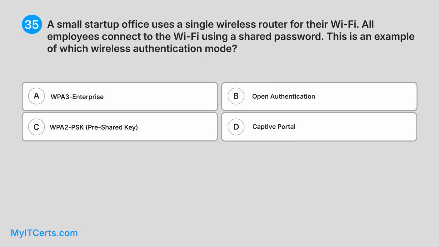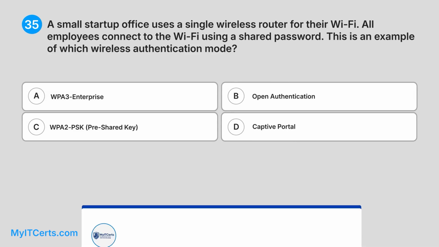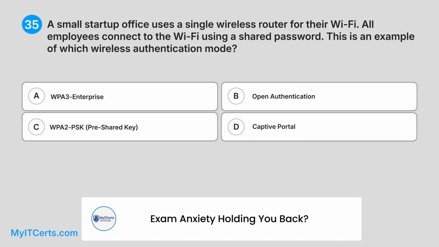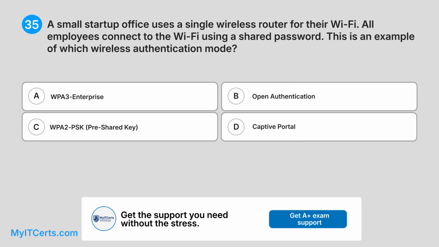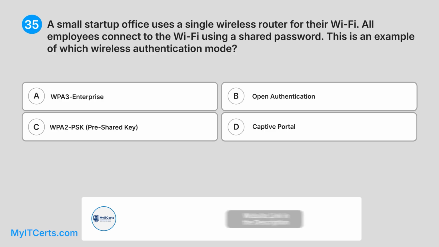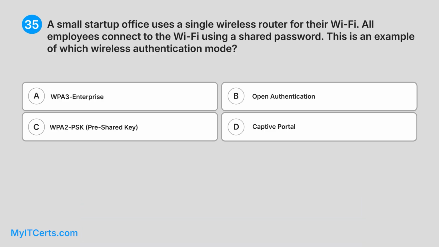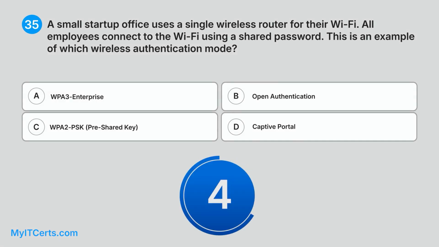35. A small startup office uses a single wireless router for their Wi-Fi. All employees connect to the Wi-Fi using a shared password. This is an example of which wireless authentication mode? A. WPA3 Enterprise. B. Open Authentication. C. WPA2 PSK, Pre-Shared Key. D. Captive Portal. Can you guess the answer?